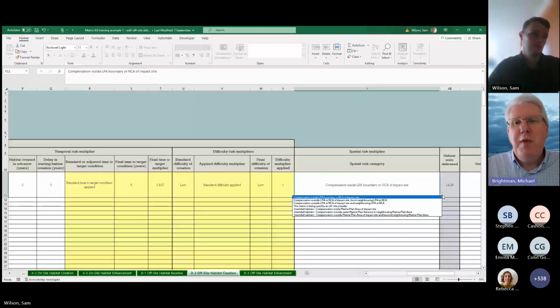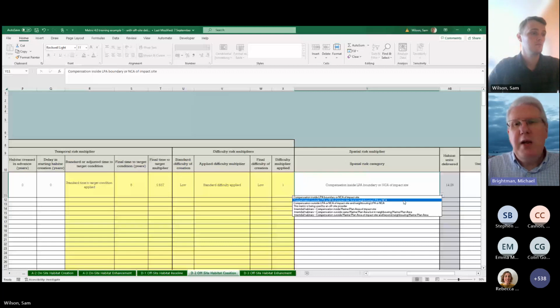Now, for area habitats, we've got a choice of 3. Where off-site units are delivered within the LPA boundary or within a national character area boundary, then the multiplier is 1, meaning that there is no effect on units. But where, instead of locally, the off-site units are delivered in a neighbouring LPA or a neighbouring NCA, then the multiplier is 0.75, which means that it reduces the units by 25%.